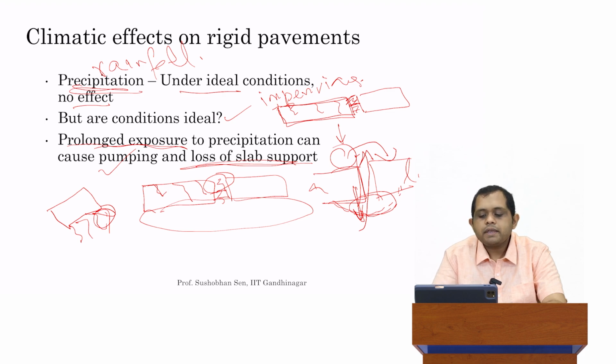So prolonged exposure to precipitation, if the pavement is in ideal conditions, does not make a difference. But pavements are never in ideal conditions. So in practice, if water is allowed to stagnate on the pavement for a long time, we will start seeing problems related to pumping and loss of moisture support. And these are therefore climatic effects.